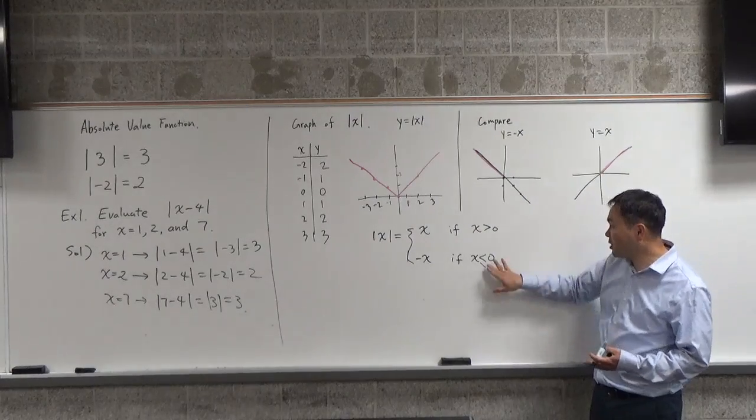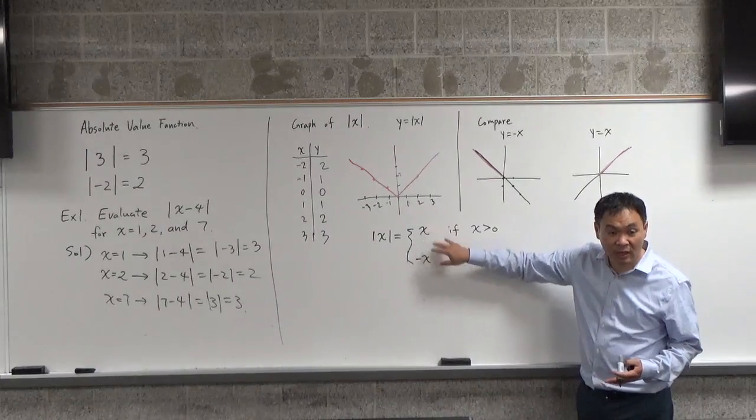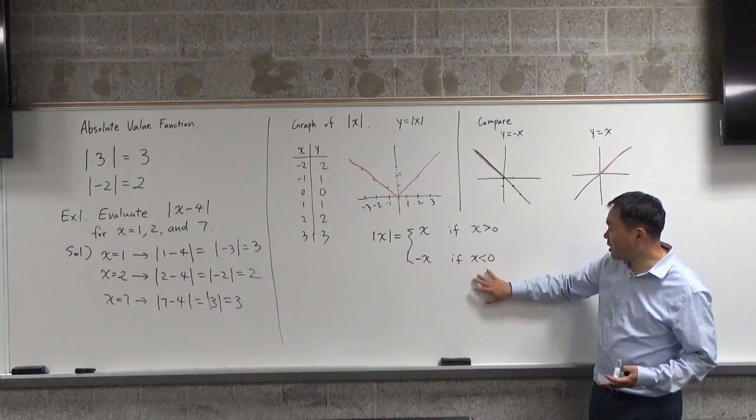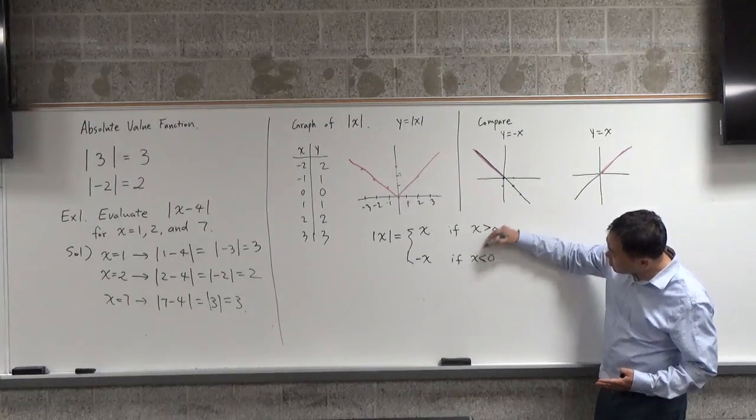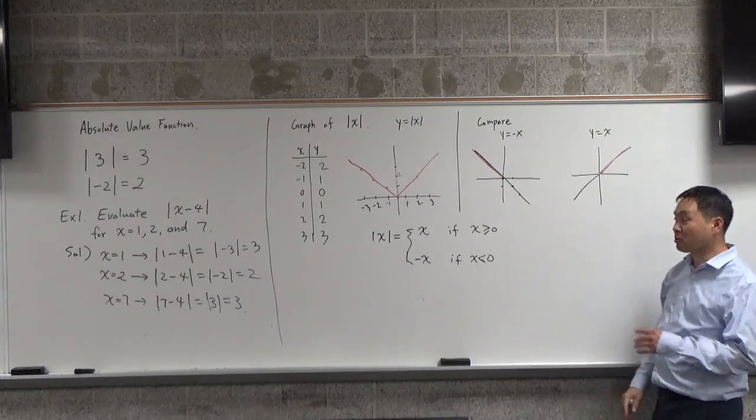It doesn't matter, because either way, when x is 0, it gives you the value of 0. Negative 0 is 0. So usually the convention is just to put it here, but it's not wrong if you put the equal sign in here. Okay, thank you for the question.